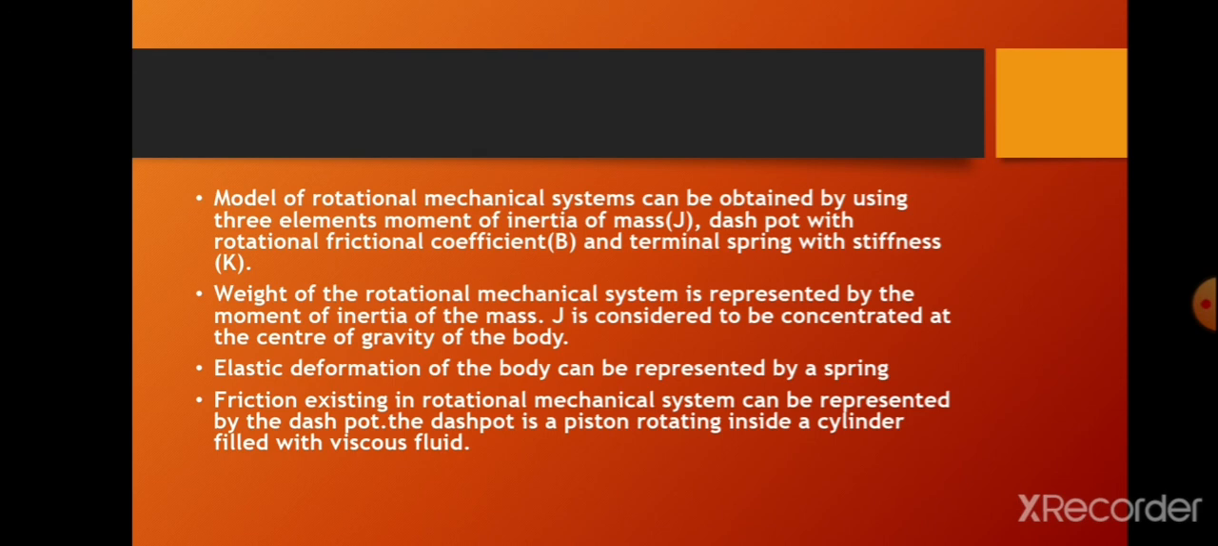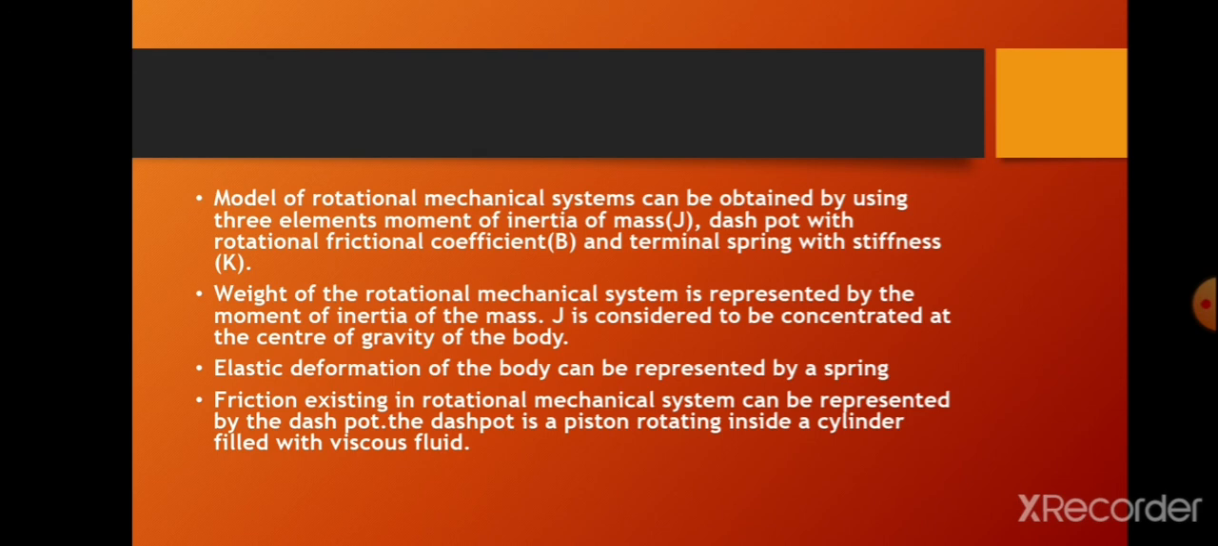The moment of inertia of the system or body is considered to be concentrated at the center of the gravity of the body. The elastic deformation of the body can be represented by a spring or torsional spring, and the friction existing in rotational mechanical system can be represented by the dashpot, and the dashpot is a piston rotating inside a cylinder filled with viscous fluid.